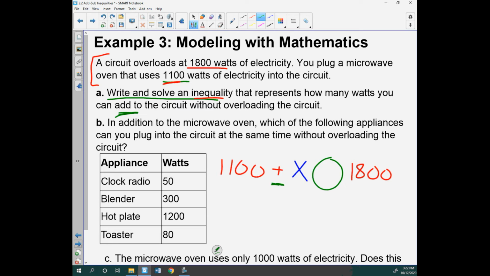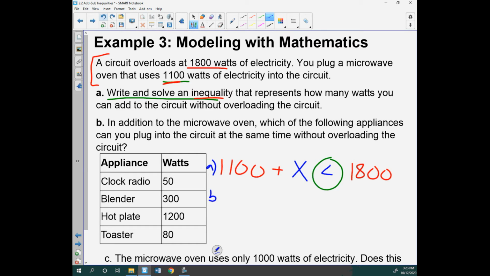Okay? And so what is my sign going to be there? Well, can I go over 1800? No, I have to have less than 1800. But could I have right up to 1800? Yes. It overloads. Actually, it says it overloads at 1800. So that means 1800 would zap those things. So it's going to be like that. All right? That is my inequality. That's my answer for letter A. I'll just put that there.